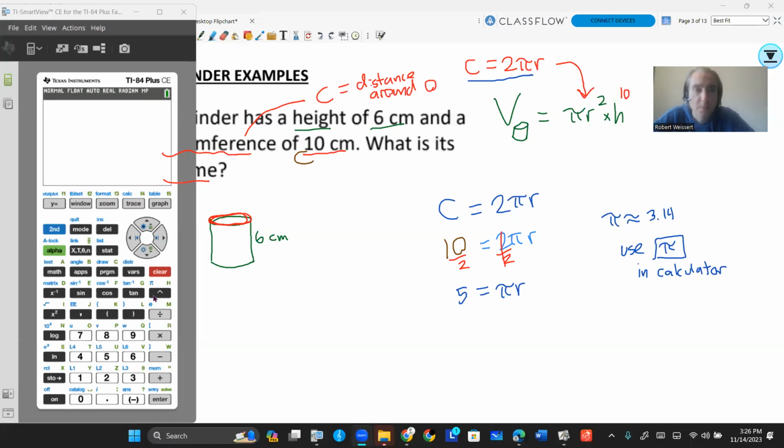So on this calculator, to get pi, you'll notice that pi right here is right where that exponent button is. You'll have to press second exponent to get that. If you hit enter, it'll tell you approximately what it is, 3.14159. Let me show you on Desmos now.